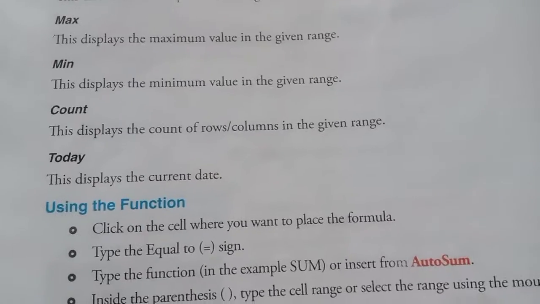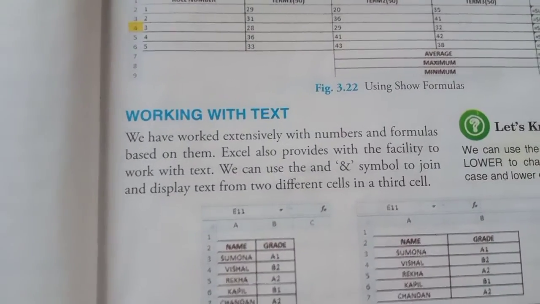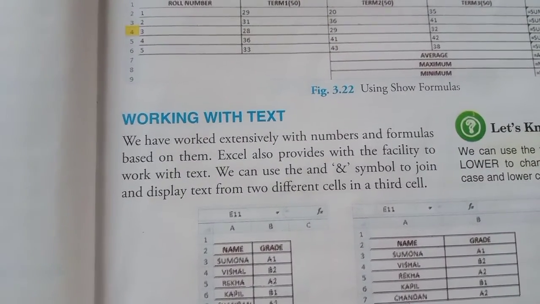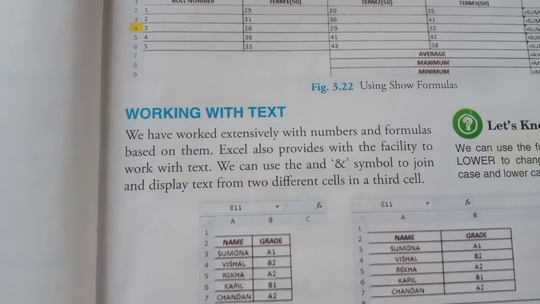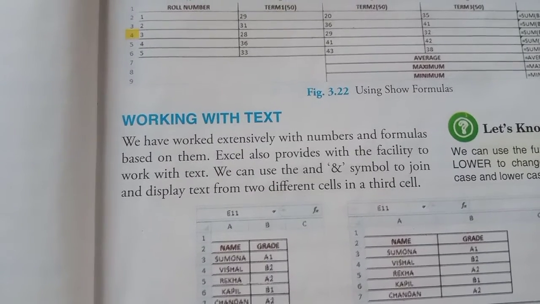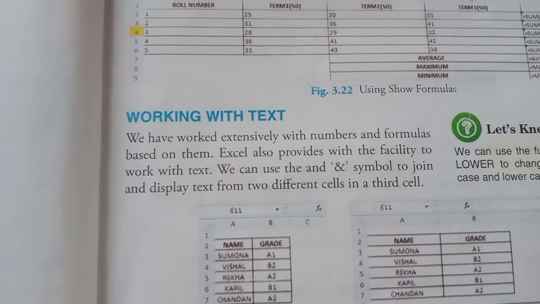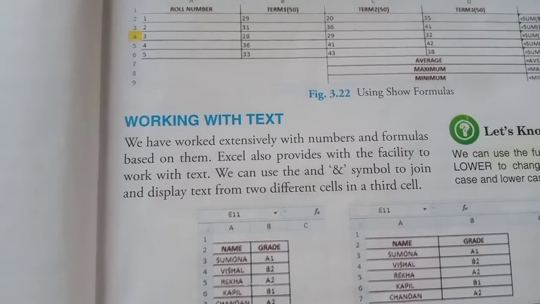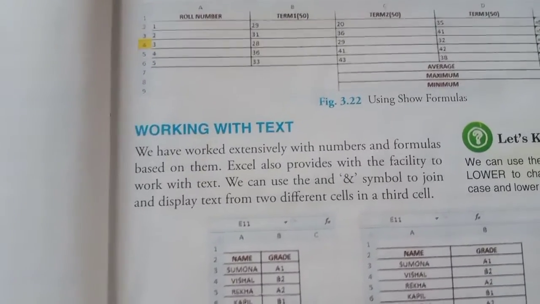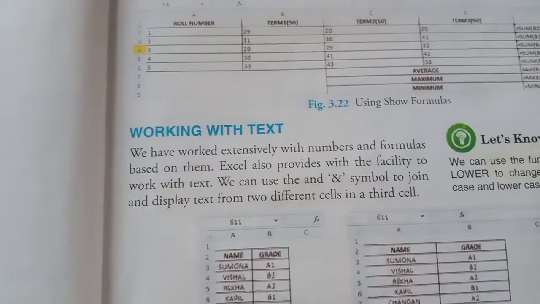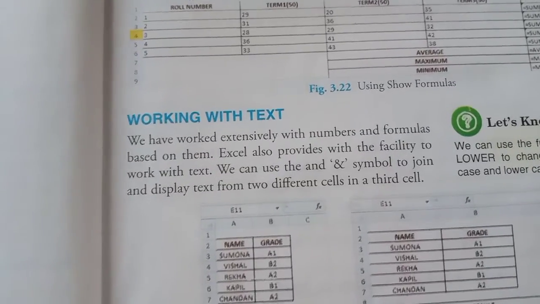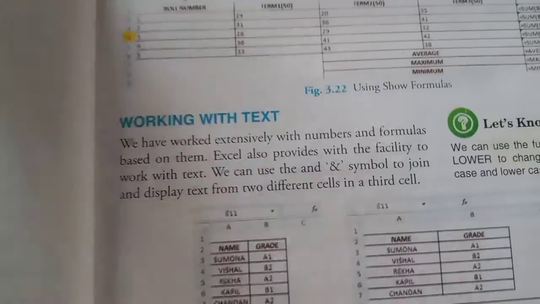So now moving forward, working with text. How are we going to work with text? We have to work extensively with numbers and formulas based on them. Excel also provides the facility to work with text. We can use the AND symbol to join the display text from two different cells in a third cell. If you want to add two cells in a different cell, we have to follow the AND function. Through the AND function, we can add both the cell letters.